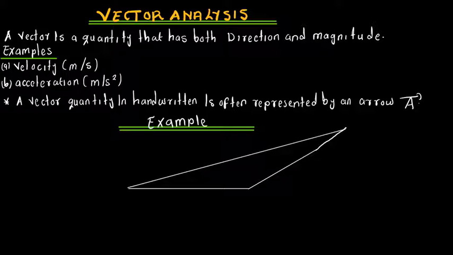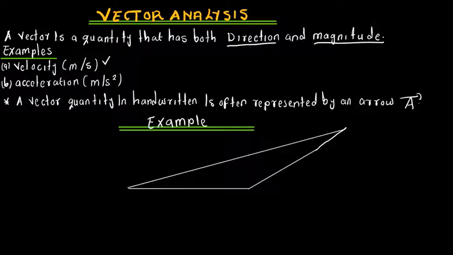Okay, let's do vector analysis as an introduction in this tutorial. Let's get started. What is a vector? A vector is a quantity that has both direction and magnitude. So when we say direction and magnitude, what do we mean? A very good example is velocity.